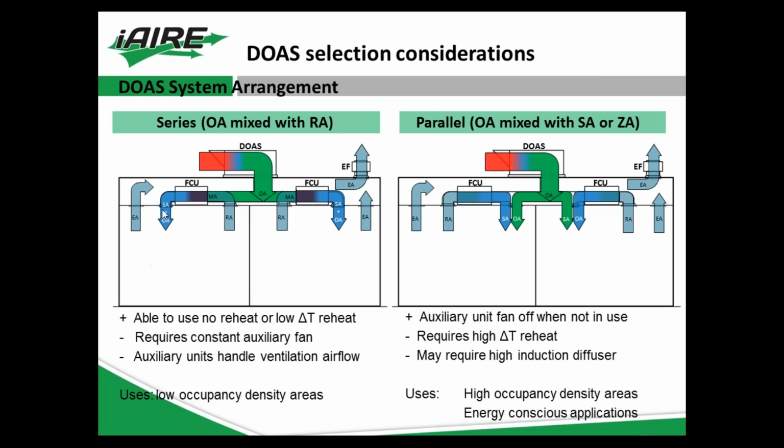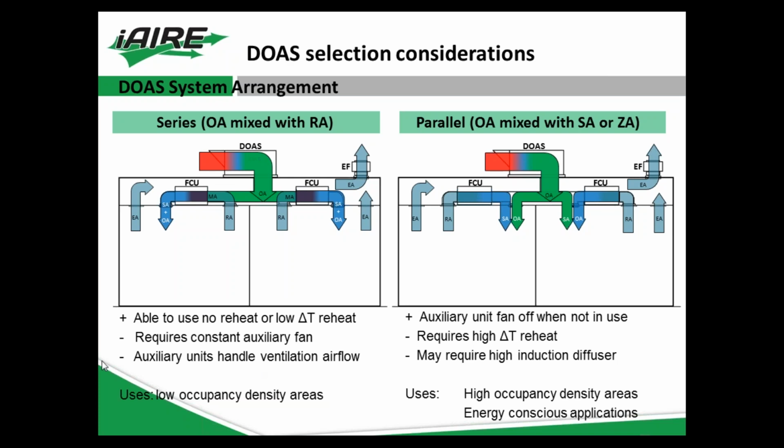So what's nice about this is that you may only need a small reheat in your DOAS system itself, because the fan coil units may be able to handle some of that on their own. But also you're going to require constant fan flow from those auxiliary units, because this is providing code-related ventilation air. If those units turn off and it's not feeding anything, then you're no longer meeting that code.